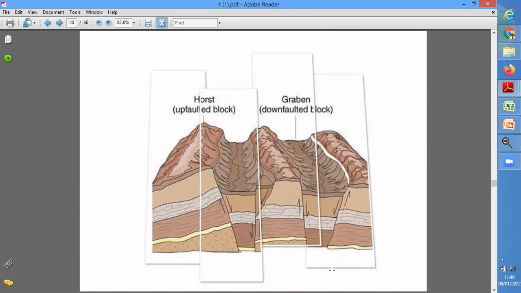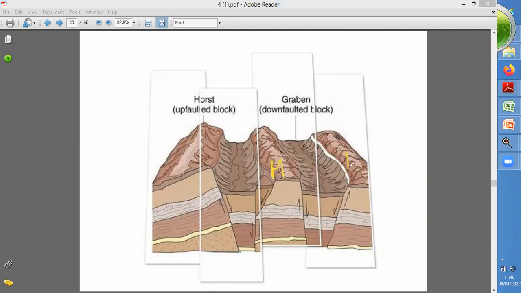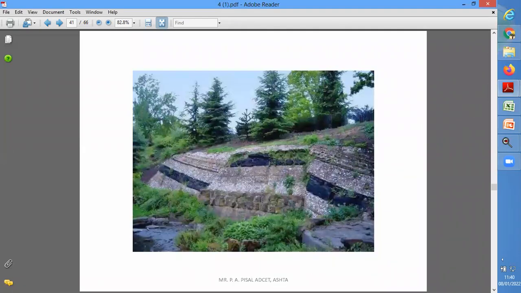Here you can clearly see that these are the horsts where I have written H. Okay, so these are the horsts which show the mountains, and the depression part is considered as a graben. In that depression part we can see the valley portion, V-shaped or U-shaped valleys. So this is one of the field photographs of the horst type of the fault.